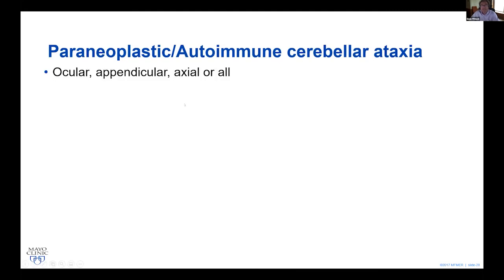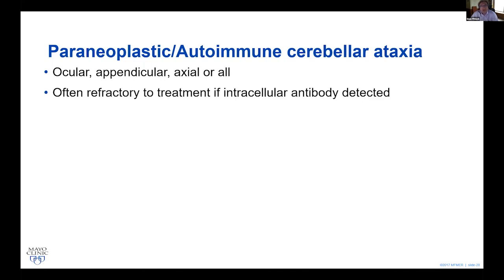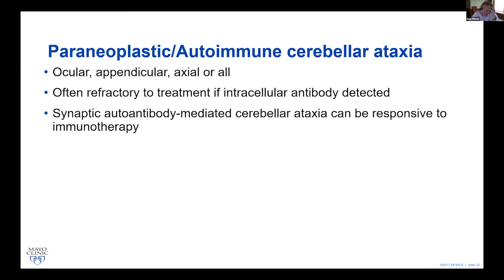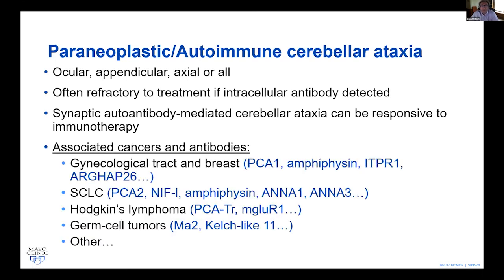So as you can see, even the biomarkers for ataxia are just expanding dramatically. And there are clues in terms of underlying etiology, but if you see a patient with ocular, appendicular, axial ataxia, these disorders, unfortunately, are often refractory to treatment, especially if the antibodies are targeting intracellular targets. And you can see that the synaptic autoantibody-mediated cerebellar ataxias, where the antibodies we think are pathogenic, may be reversible. And there are these associated malignancies to think about, as you can see here.